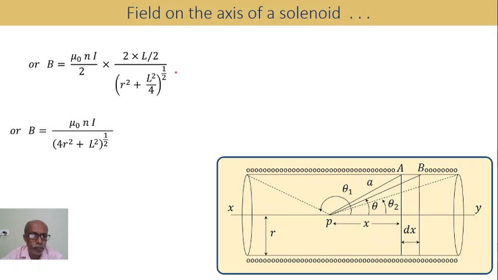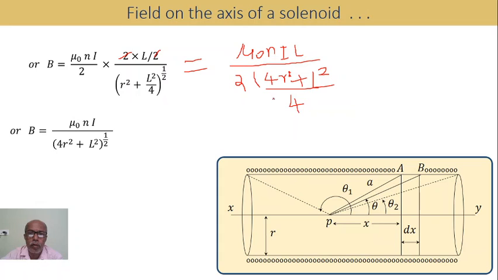Or this is mu naught n I L divided by 2 into, taking LCM, 4R square plus L square whole divided by 4, whole power half.